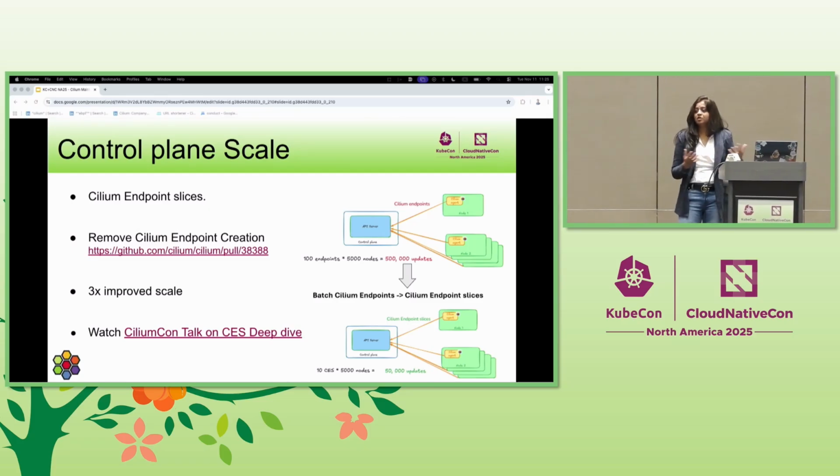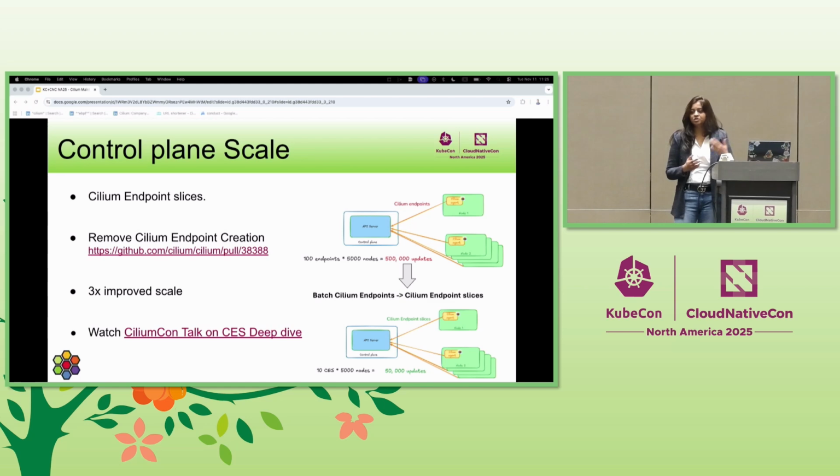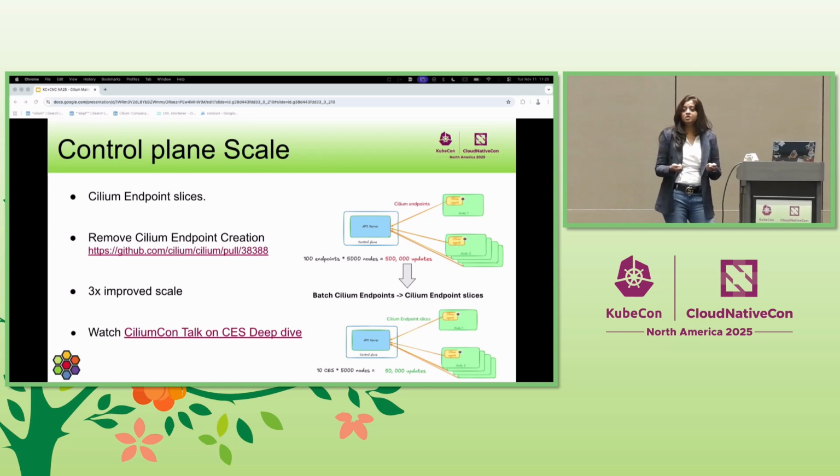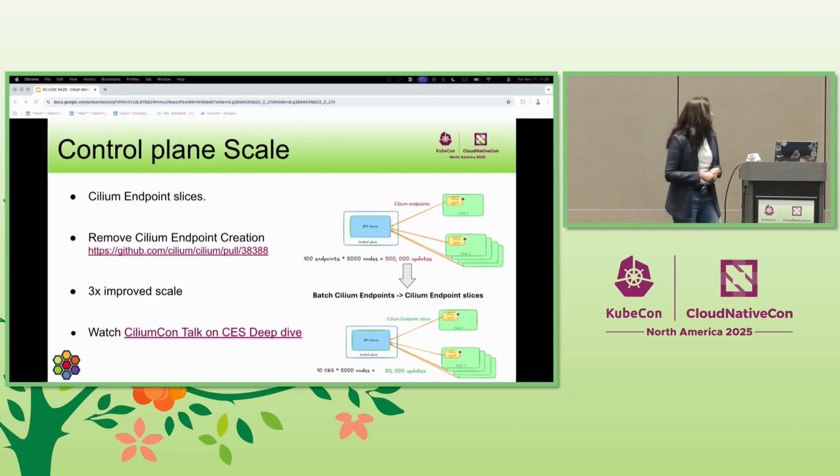So if you're batching 100 endpoints to 10, right away you have reduced it to 10x load on the API server. And we contributed back even further an enhancement on this feature set: why do we even need to create the Cilium endpoint? I can directly create a slice from the pod data namespace.